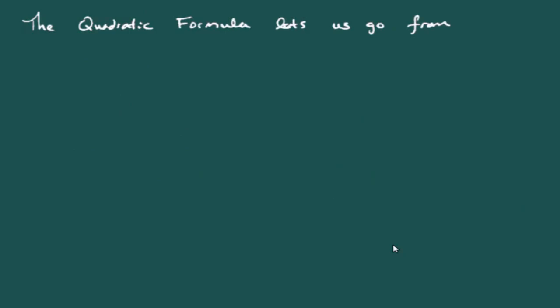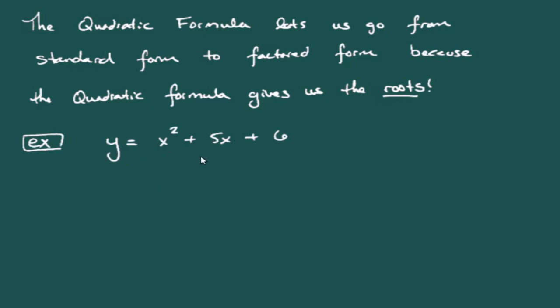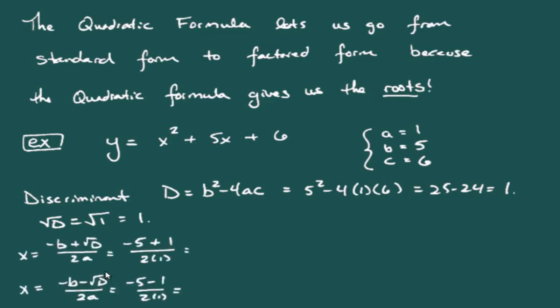From the quadratic formula, we have a way of going from standard form to factored form, because that's exactly what the quadratic formula gives us. It gives us the roots of the quadratic. So if we've got something like y equals x squared plus 5x plus 6, with any standard form, we identify what a, b, and c are. So a is 1, b is 5, c is 6. Then with our quadratic formula, we compute the discriminant d, being b squared minus 4ac. That looks like 5 squared minus 4 times 1 times 6, which gives us 25 minus 24, or 1. Taking the square root of our discriminant, we get the square root of 1, which is just 1. And finally, for our roots, we've got x equals negative b plus the square root of d over 2a, and negative b minus the square root of d over 2a.